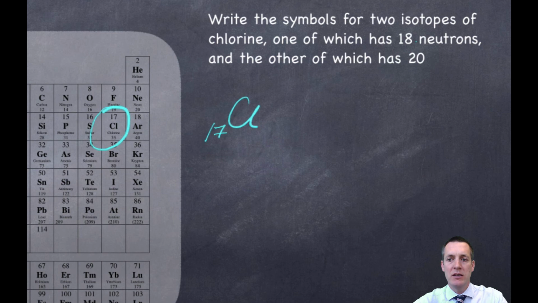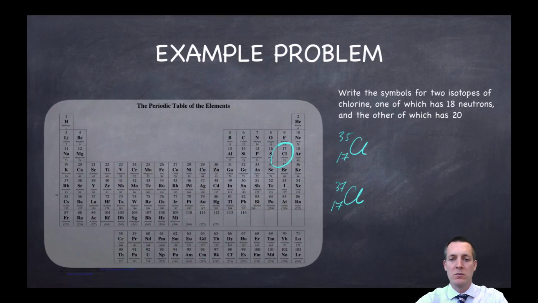If it has 18 neutrons, what's the mass number going to be? Well, it's the sum of protons and neutrons, so 17 plus 18, that's 35. So one of the isotopes has this symbol. The other one will also be chlorine, so it's still Cl. It's always 17 down here because all chlorine atoms have 17 protons. That's how we define them. But this one's got 20 neutrons. 20 plus 17 is 37. So there's the symbol for those two isotopes.